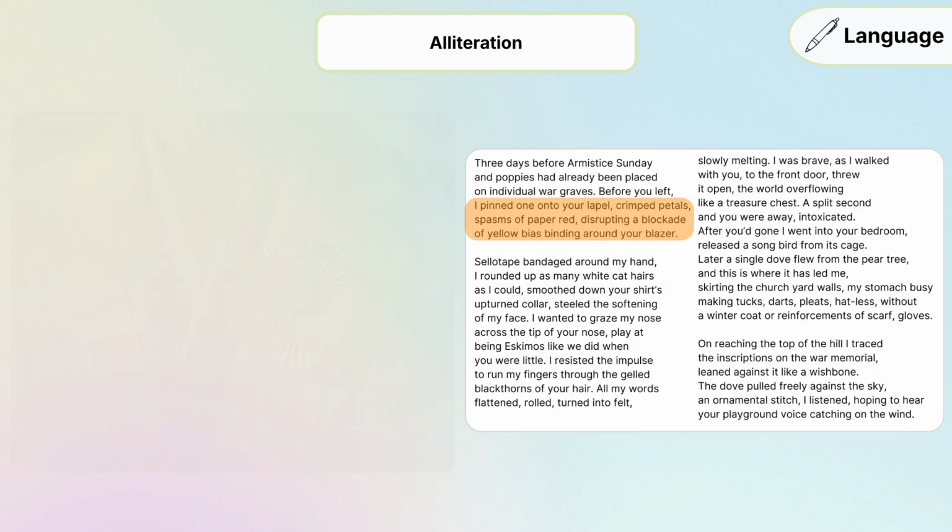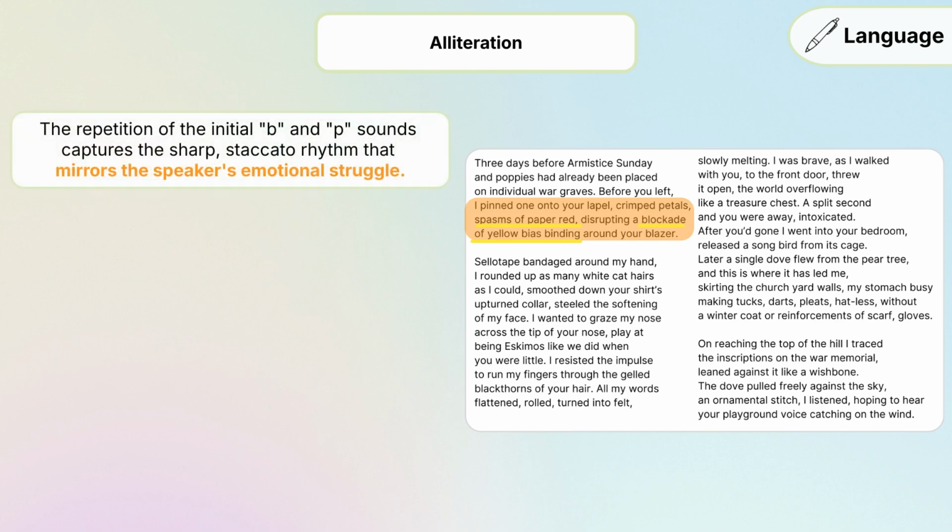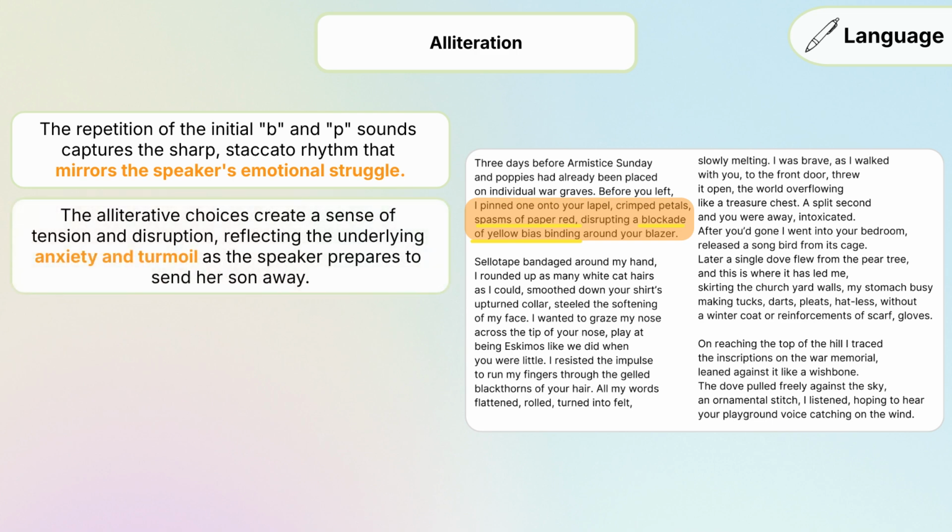The alliteration in "spasms of paper red" and "blockade of yellow bias binding" serves to heighten the sensory and emotional impact of these lines. The repetition of the initial B and P sounds captures the sharp, staccato rhythm that mirrors the speaker's emotional struggle. The alliterative choices create a sense of tension and disruption, reflecting the underlying anxiety and turmoil as the speaker prepares to send her son away.